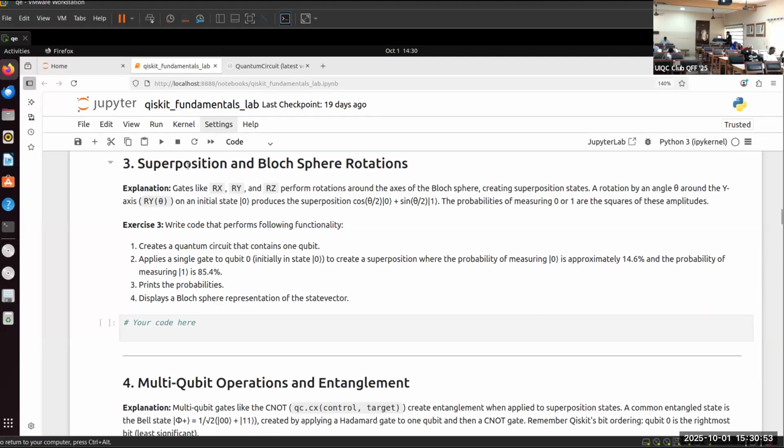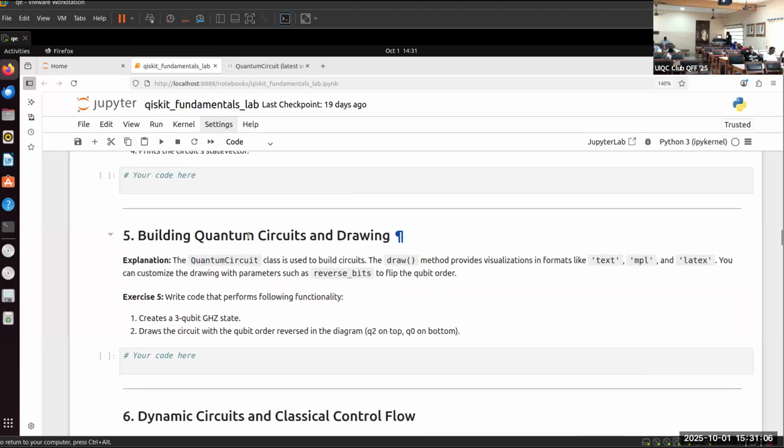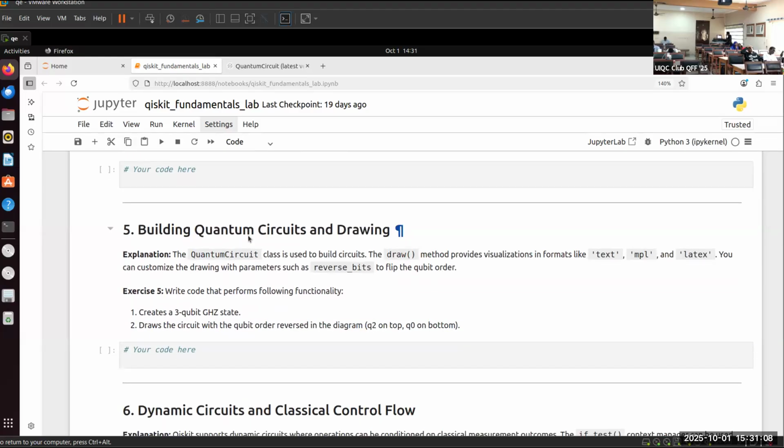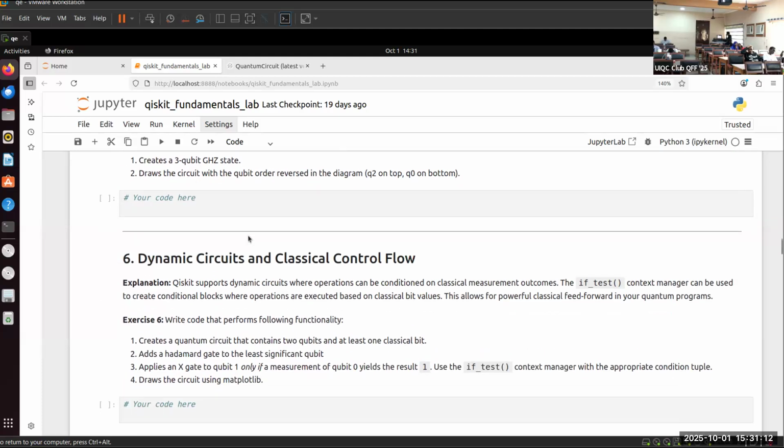I was explaining RY, RX, RZ earlier. These are gates, tools that you have directly in the Qiskit library. These are just fundamentals, things you can learn to do. Don't worry, this notebook will be given to you. They're going to share the link with you. Then you have the notebook, and you also have the solution.